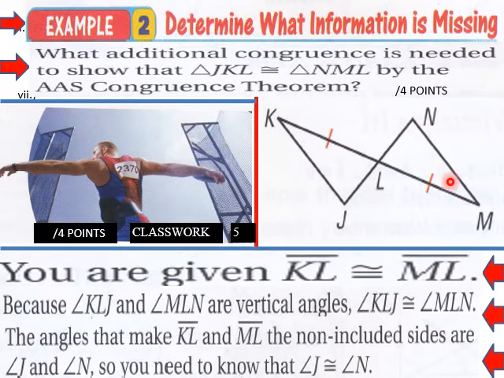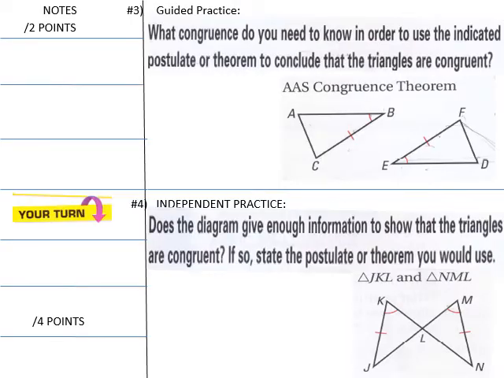That's what you need in this situation for angle angle side. We have this angle, then we need one more angle, then we know these sides, so that's what we need. Okay, what congruence do you need to know in order to use the indicated postulate or theorem? Same thing down here, students, for yours. Angle angle side congruence theorem. Teachers, give your students 5 minutes.